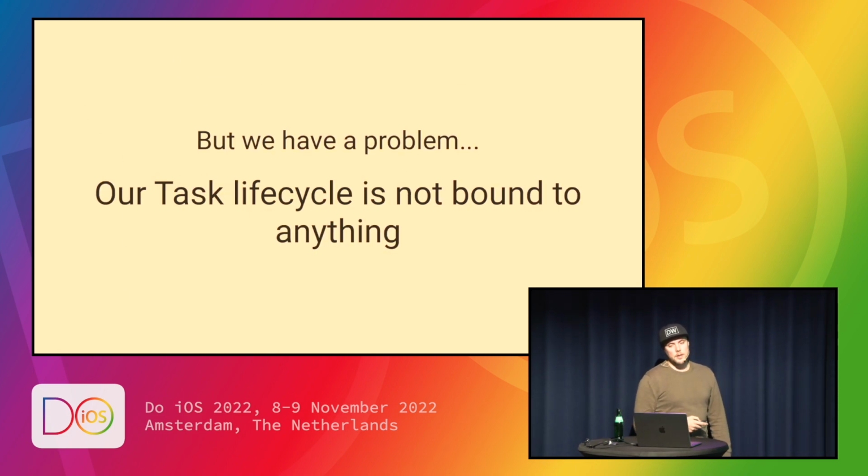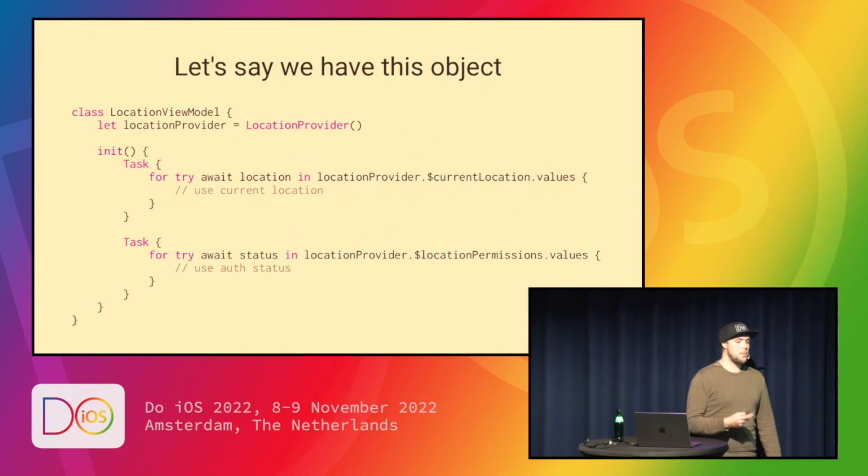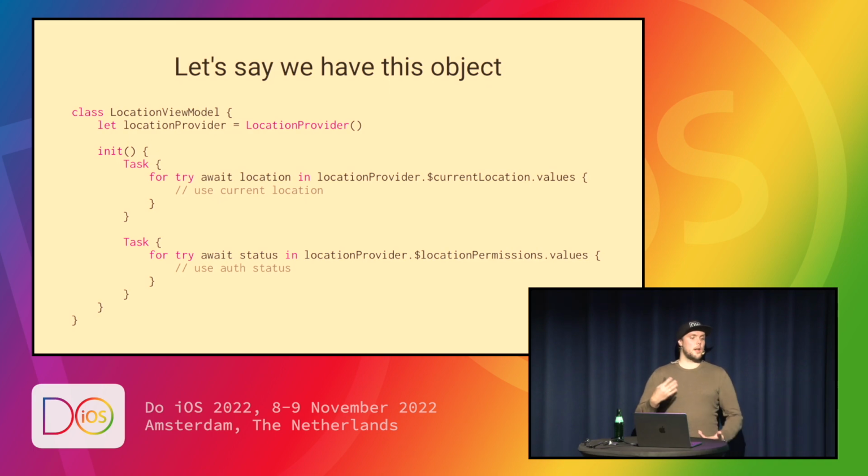So we're kicking off these tasks, for example, in the initializer of a view model. And these tasks start running, and they start iterating over the iterator that's made by our current location values and location permission values. And they keep doing that, and they just never stop.